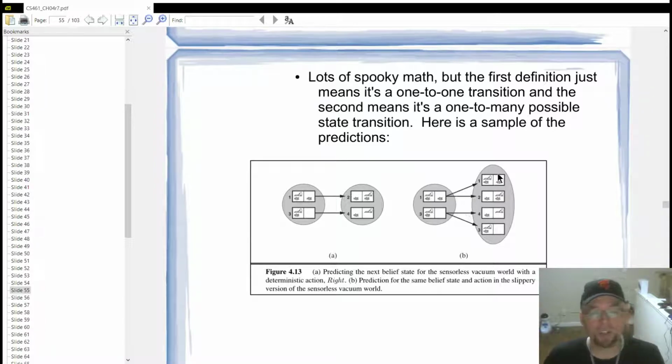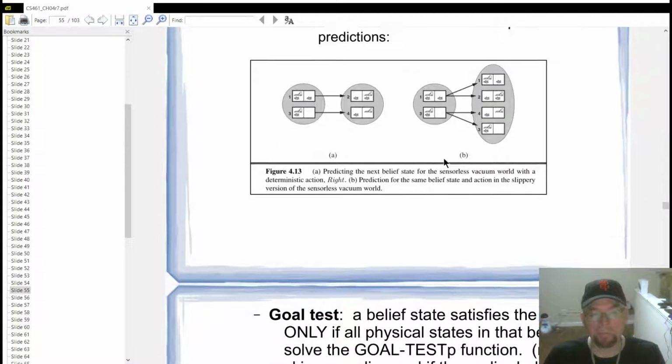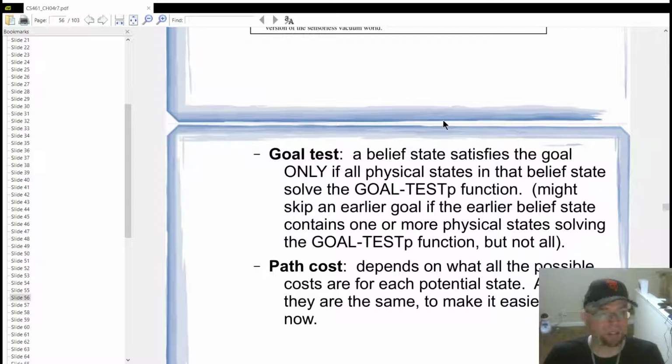So what you can see is that when you have a non-deterministic model, your belief state space gets bigger. The overall belief state space gets bigger because you go from 2 to 4 in this case. It's a union of all possible results that could happen. Whereas here it was a one-to-one mapping, here it's one-to-many. Hopefully I explained that okay. Hopefully that makes sense.